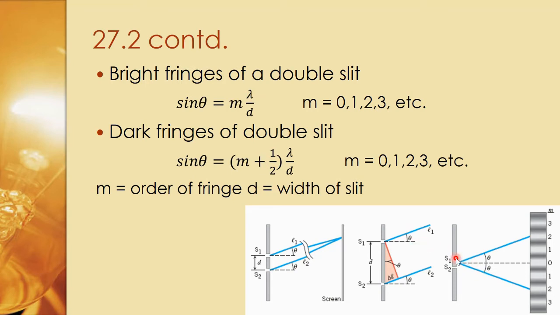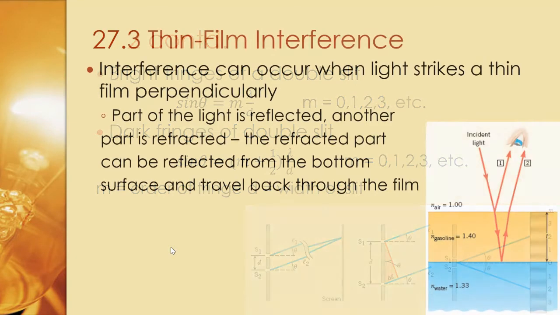If you wanted to solve for the dark fringes, the only difference is you have to include that 1/2, because remember the difference in our paths has to be equal to half of a wavelength or a multiple of half of a wavelength. So your order is essentially the same, but you have to have that 1/2 in the equation.